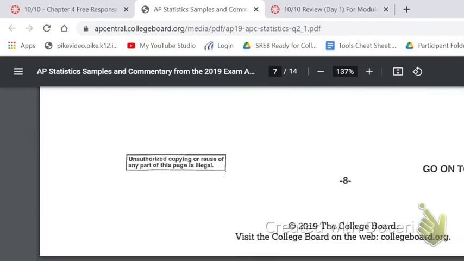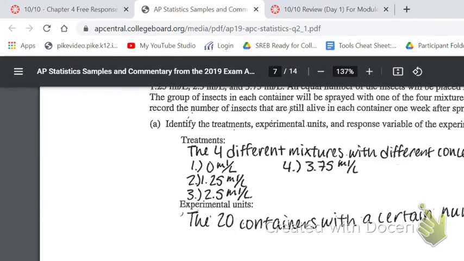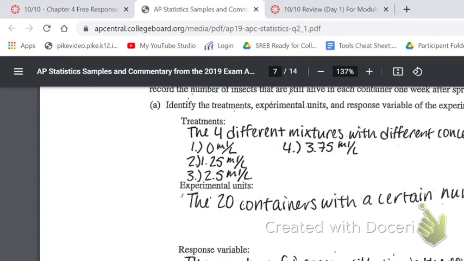All right, last one on this side. 4 different mixtures with different concentrations of fungus, and then they even listed them out, 1, 2, 3, 4. How do we feel about treatments? Yes. 20 containers with a certain number of insects. Are those our experimental units? Yes. Response variable, number of insects still alive in the container 1 week after spraying. Yes. Essentially correct on part 1 here.